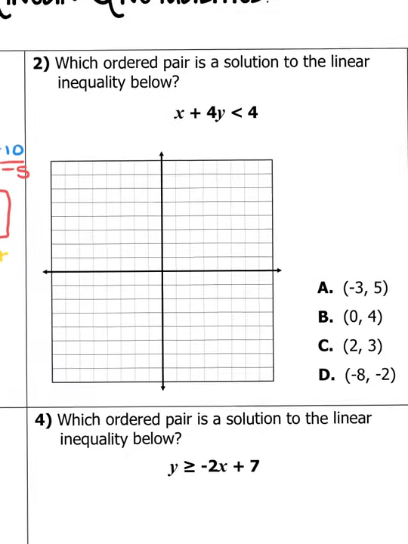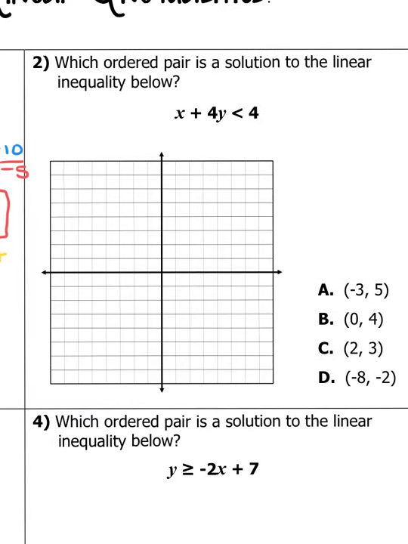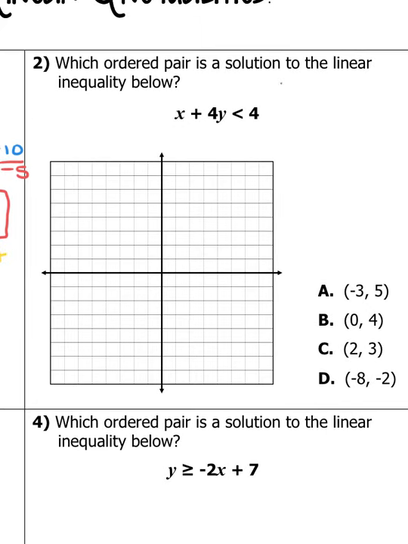The first thing you're going to want to do is solve to get that y all by itself. So first step is put it in slope-intercept form. Graph it. Graph and shade. And then figure out which one of those coordinates is in that shaded region.